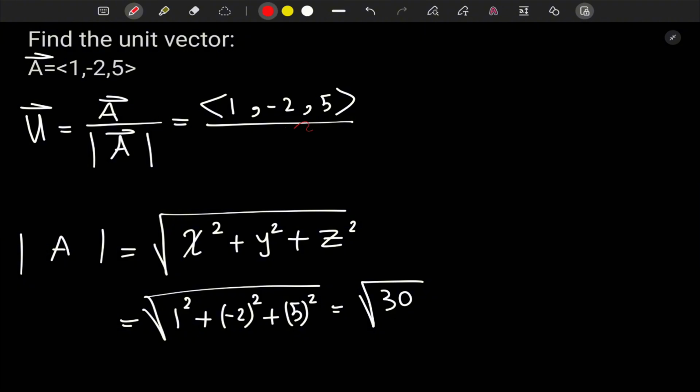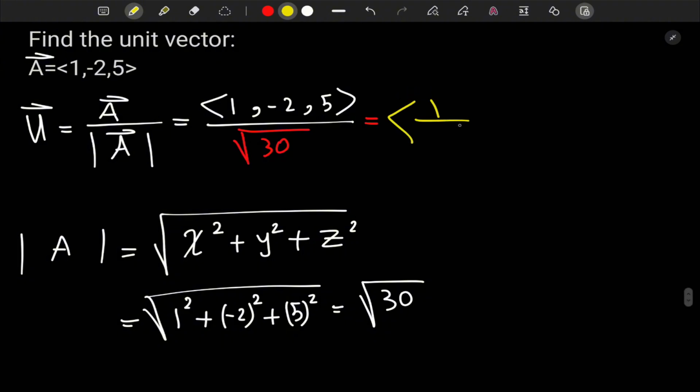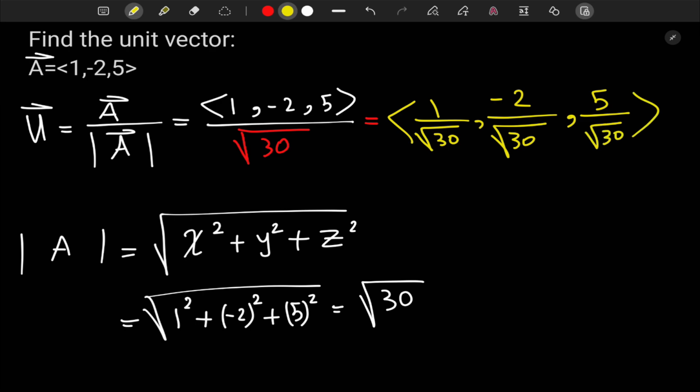So now we just have to plug in the square root of 30 right here to get the final answer. So now we just have to divide each of these components by the square root of 30. So our final answer is 1 over the square root of 30, -2 over the square root of 30, and 5 over the square root of 30.